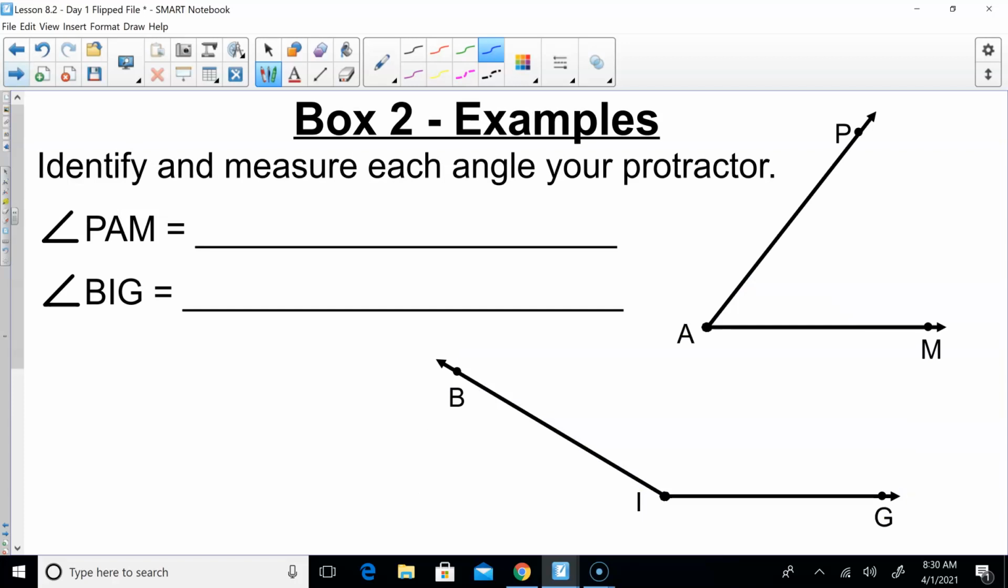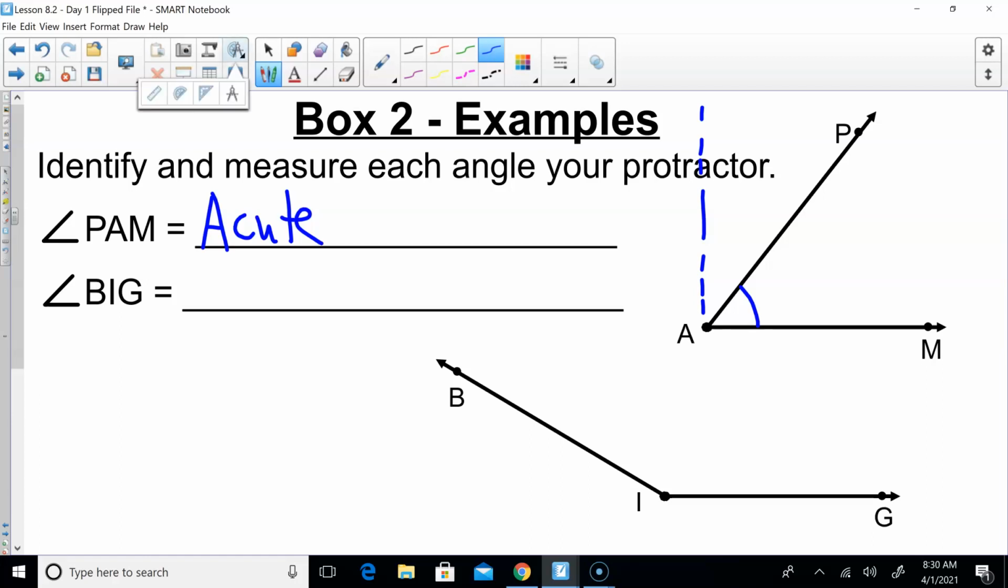So now first off, identify and measure each angle on your protractor. The first part I always say is identify the angle first. This is going to help you with the measurement because protractors have different operations. So look at angle PAM. I see that it is less than 90, right? So I think in my head I have this little dot. There's my 90 right there. It doesn't go and touch the 90 degree line, so I know that this is an acute angle. So now that I know it's acute, what tells me is that the number should be between 0 and 90.